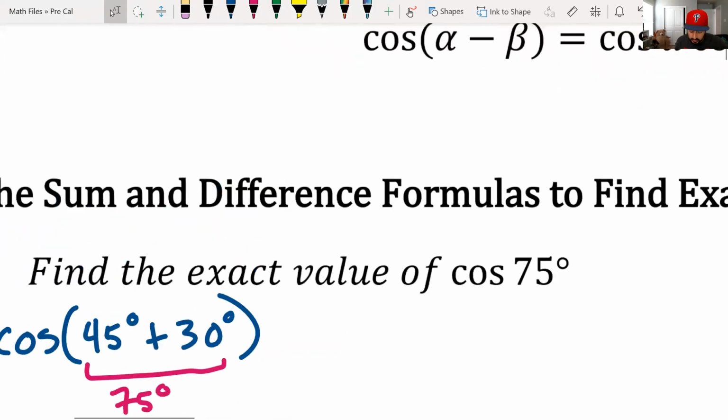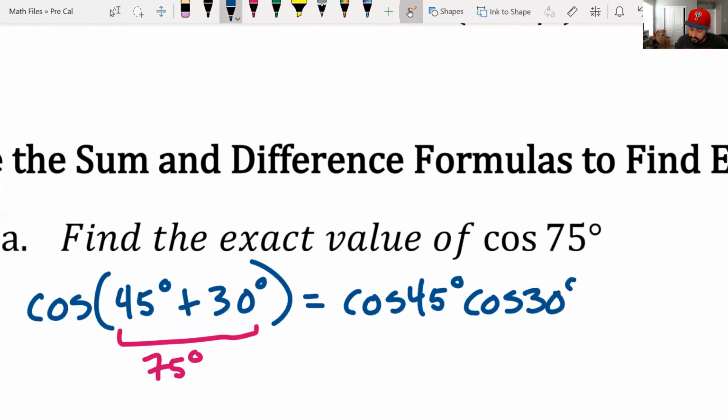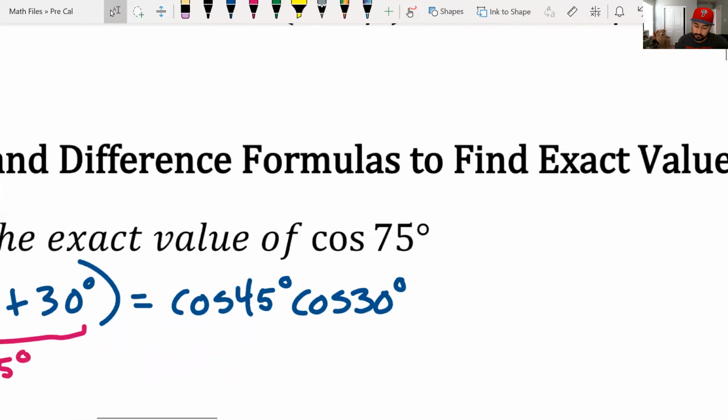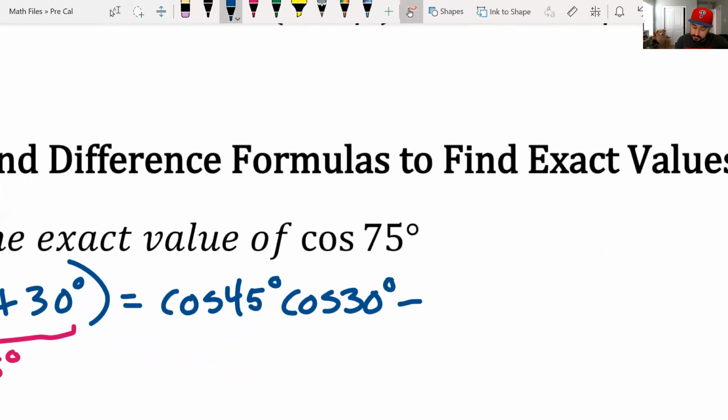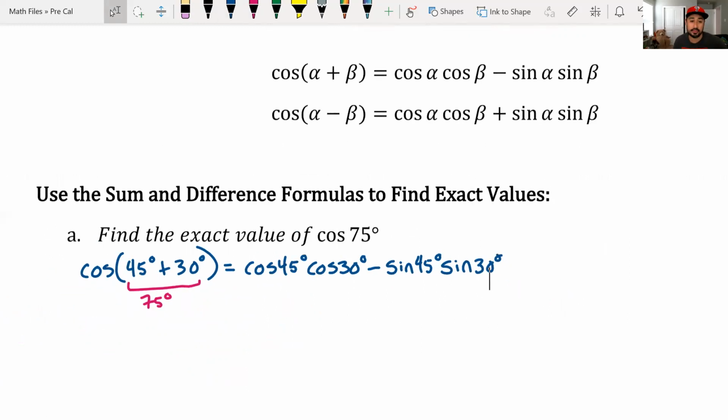Okay. So when I expand this, I get cosine of 45 degrees times the cosine of 30 degrees minus the sine of 45 degrees times the sine of 30 degrees. Just like the formula above. Cosine 45, cosine 30, sine 45, sine 30.